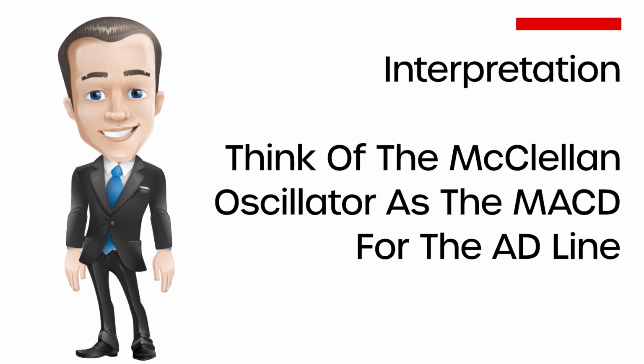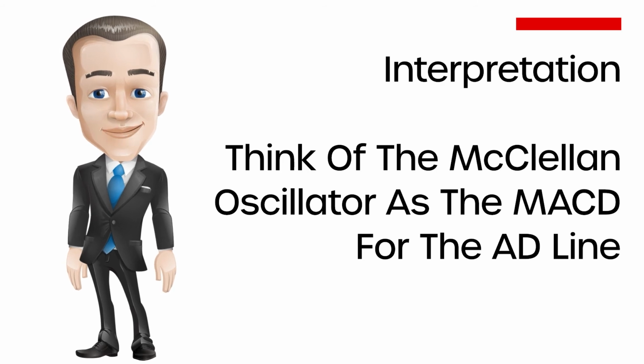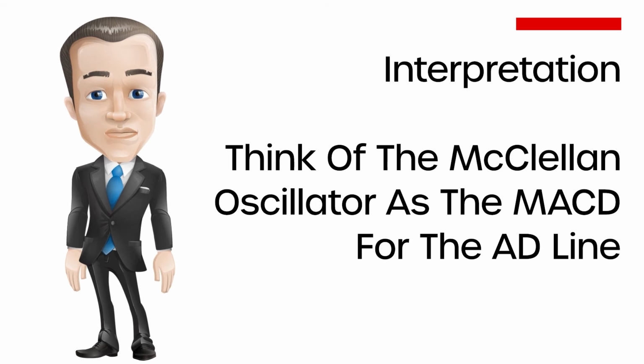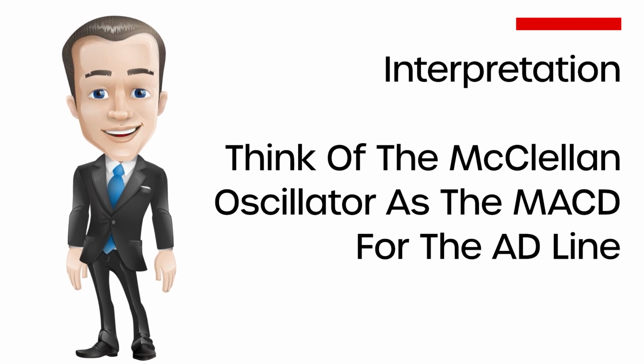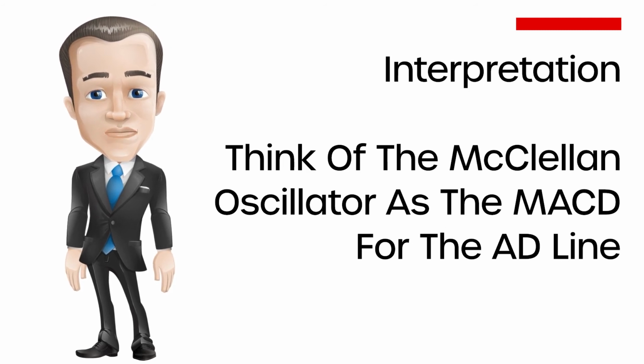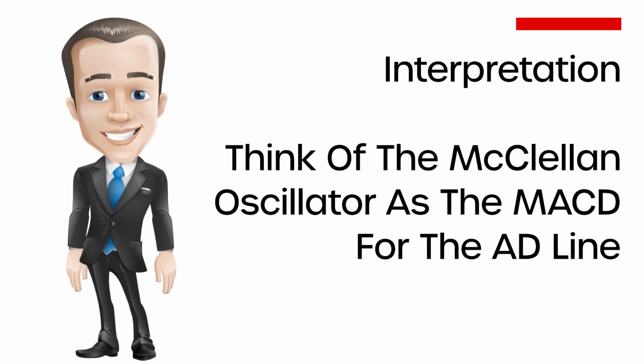Interpretation. Think of the McClellan Oscillator as the MACD for the AD line, which is a cumulative measure of net advances. Just as MACD puts momentum into the price plot of a stock, the McClellan Oscillator puts momentum into an AD line. The McClellan Oscillator is positive when the 19-day shorter moving average EMA is above the 39-day longer moving average EMA. This signals that advances are gaining the upper hand. Conversely, the indicator is negative when the 19-day EMA is below the 39-day EMA. This signals that declining issues are dominating.